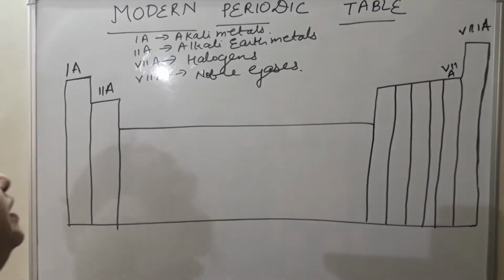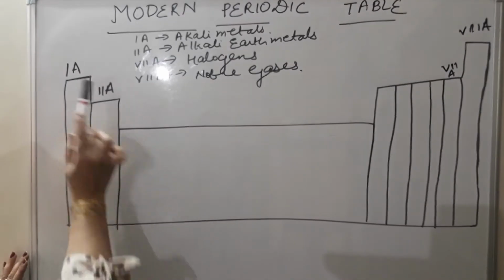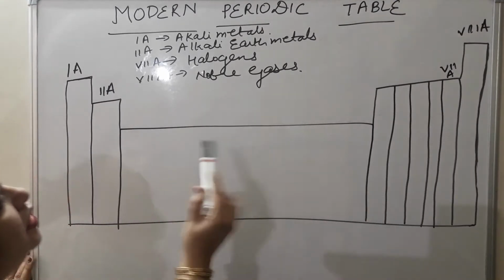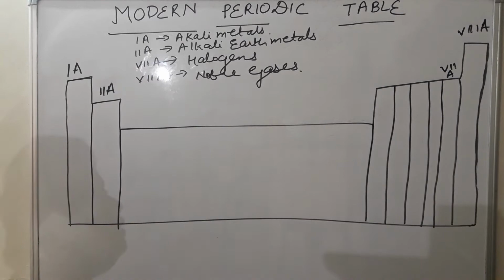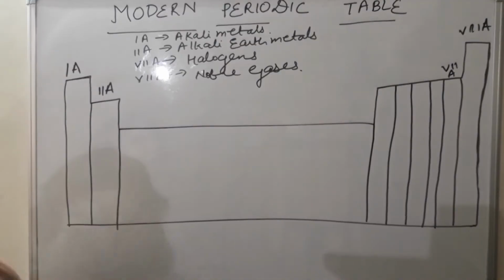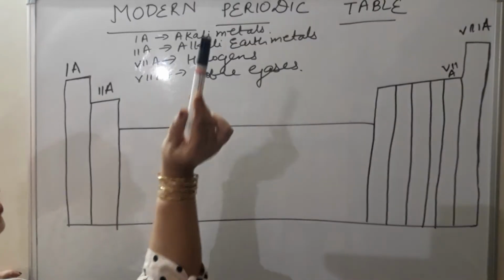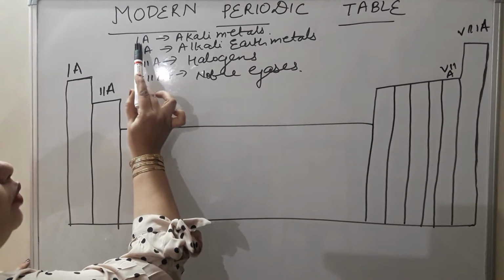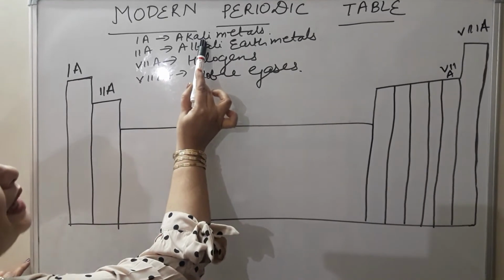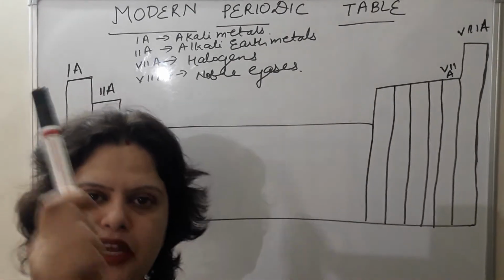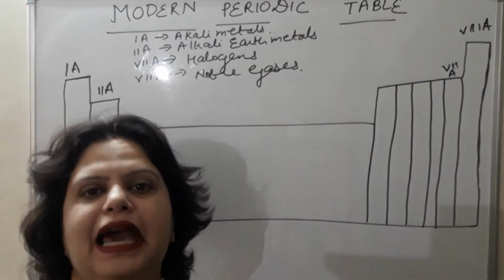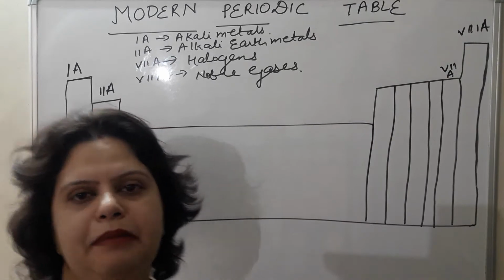So let me start with the first one. I have written A because this is the non-transition one. So just to differentiate between transition elements and non-transition elements, this letter is used. Group 1A. Elements which are present in group 1A, or the first group, are also known as alkali metals.